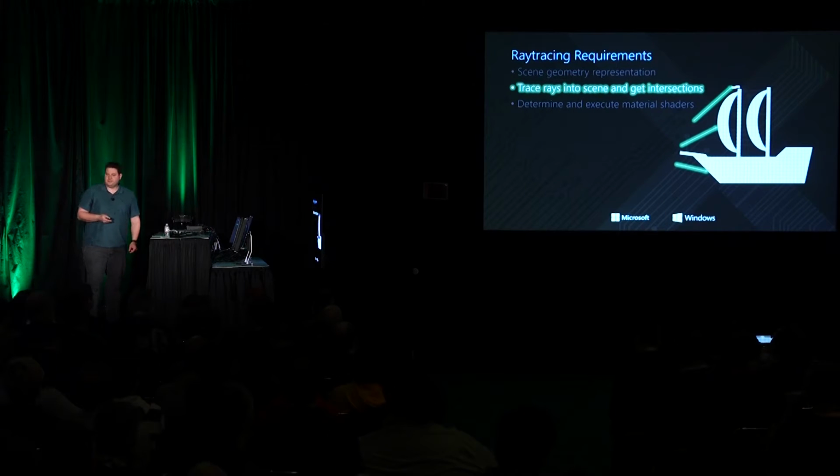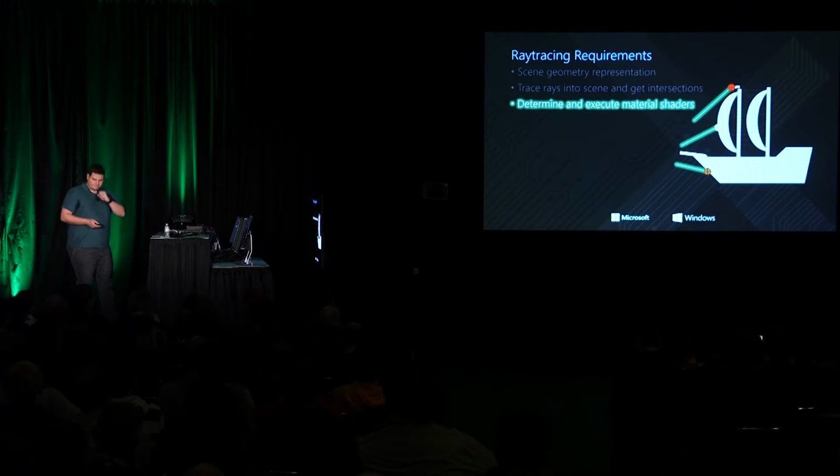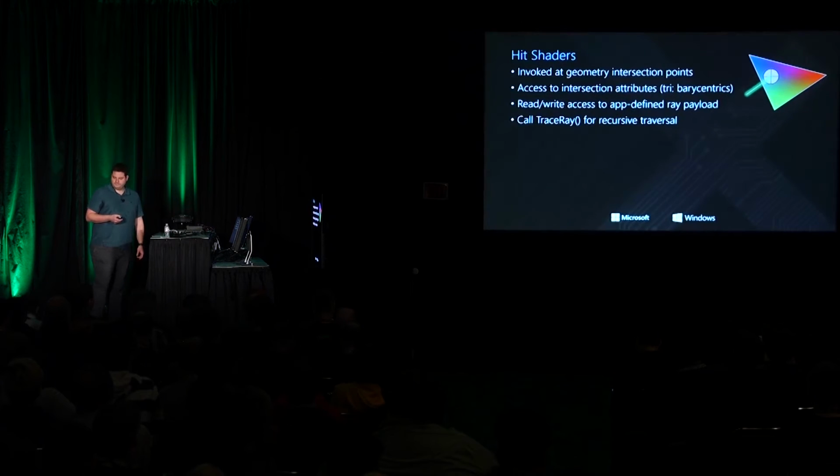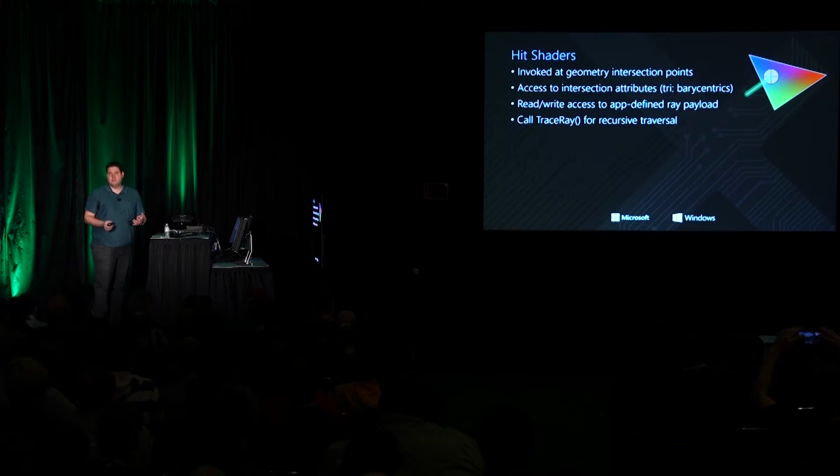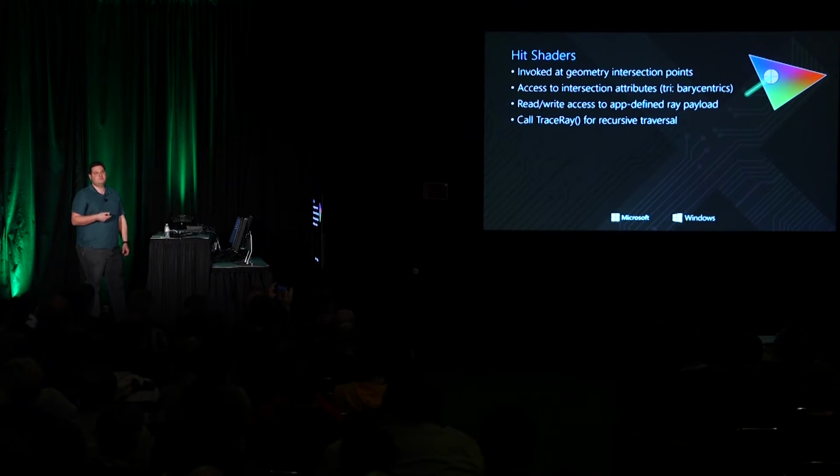So now we've talked about how we trace rays into the scene and get intersections. Now let's talk about how we actually figure out and execute the material shaders. So once an intersection is determined, the material shaders themselves are called hit shaders. Hit shaders are invoked whenever you have an intersection with geometry, whether that's triangles or procedural geometry. And within the hit shaders, you have access to the intersection attributes: for triangles, barycentrics, for the custom ones, whatever the application defined. It also has read-write access to the ray payload. And then from within these hit shaders, you can call trace ray to do recursive ray traversal, for example, if you want to do multi-bounce lighting.